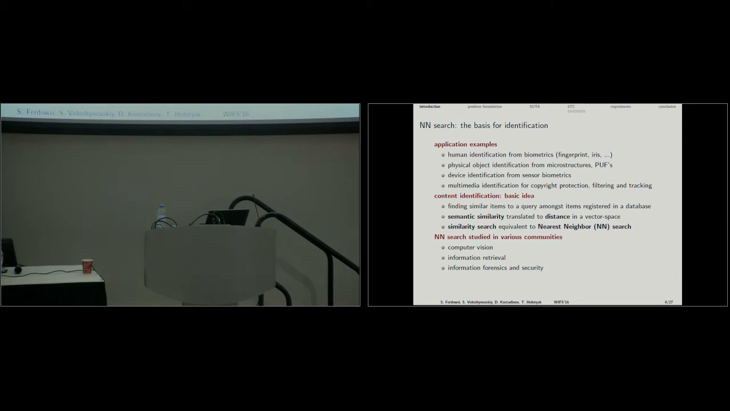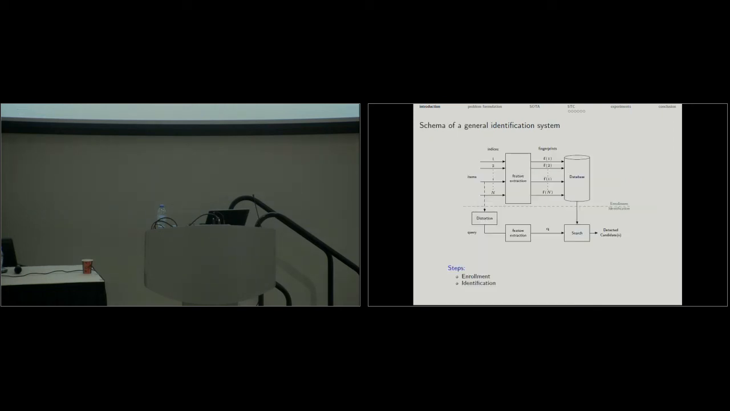And of course, this general problem can have applications mainly in computer vision, also the IFS community, and information retrieval. So basically the schema of the whole system is like this. You are first given capital N items, features are extracted into a database, and a query, which is basically a distorted or noisy version of some of these items, is presented.